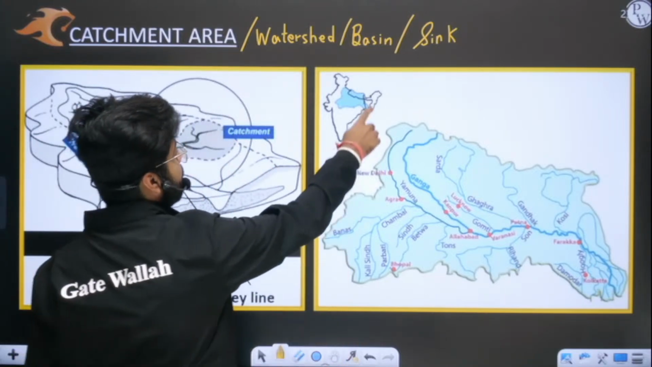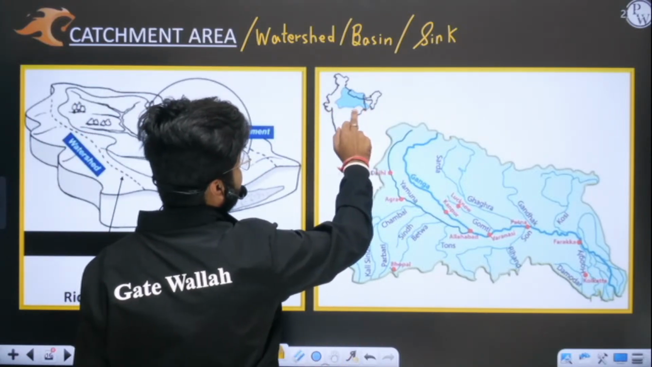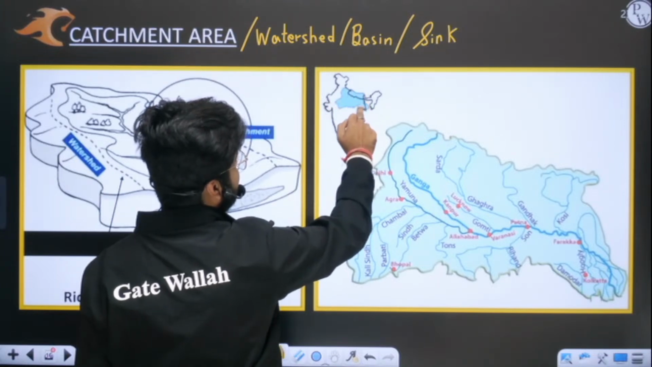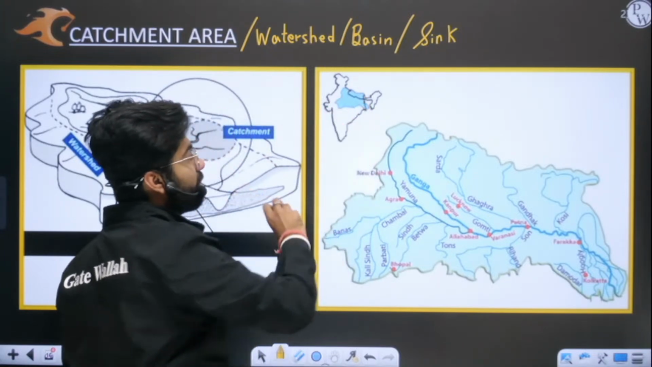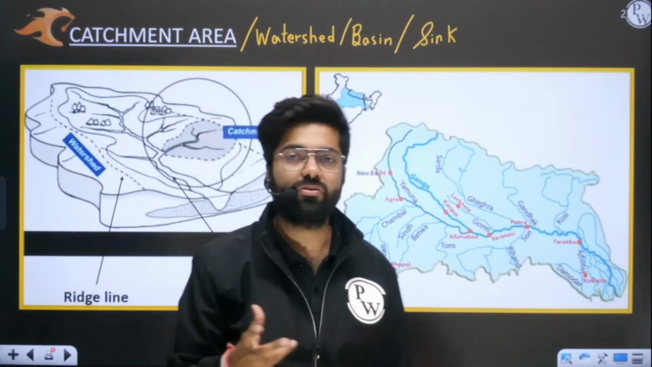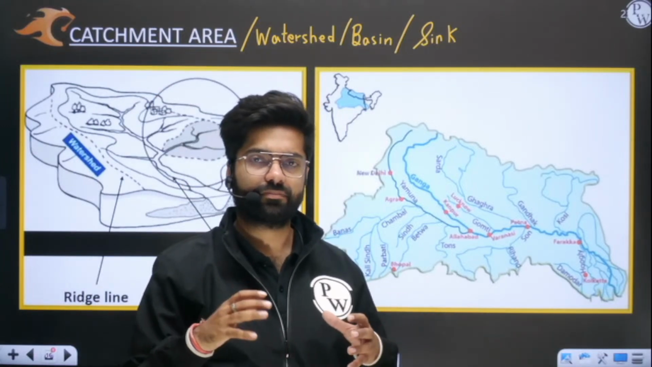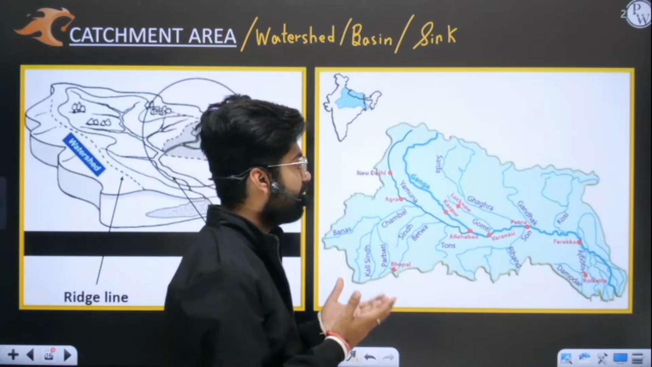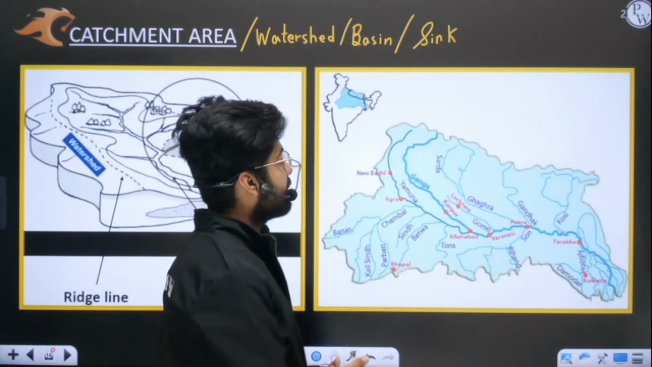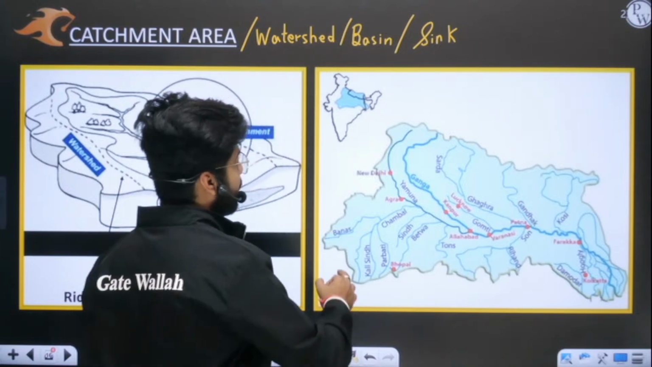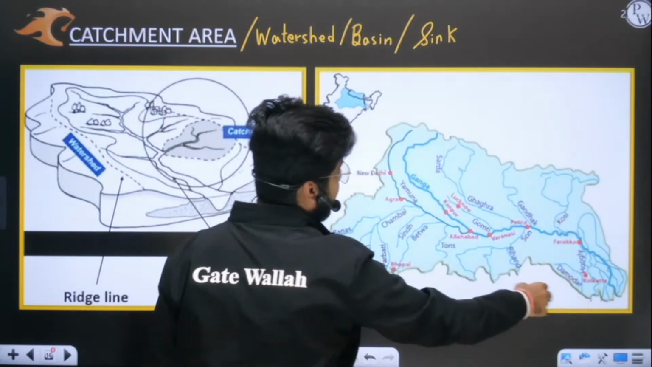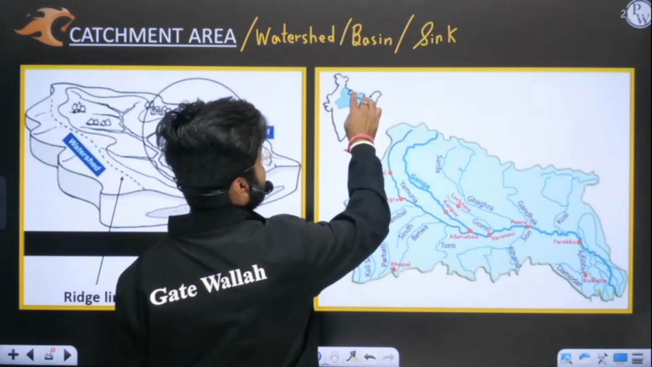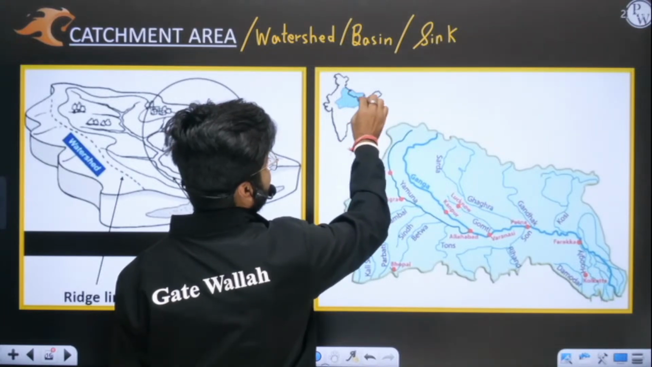See, this is your map of India, and in India, you have a very huge basin, which is your Ganga basin. You all know that Ganga is one of the largest rivers of India and one of the holy rivers also, sacred and pious. So you can see in this entire area, whatever water will fall. Basically this is your Uttarakhand, Uttar Pradesh, and Bihar region.